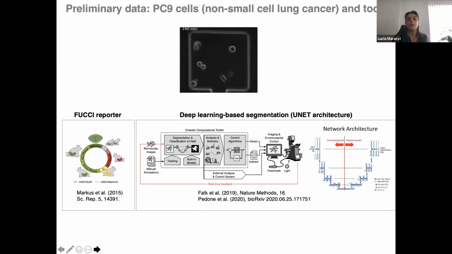We didn't start doing closed loop experiments yet, but what we're doing at the moment is to start culturing non-small cell lung cancer cells in our chips, and they seem to survive.